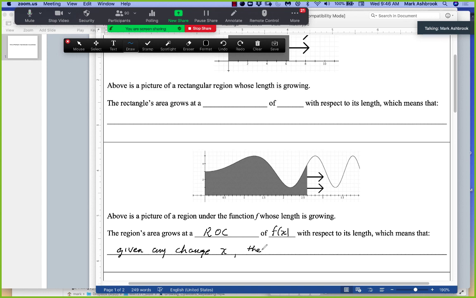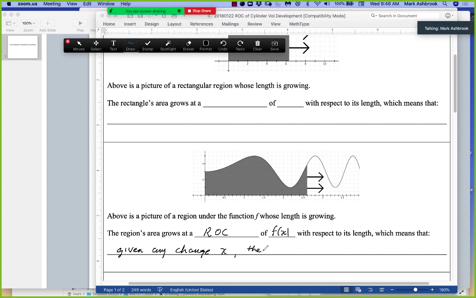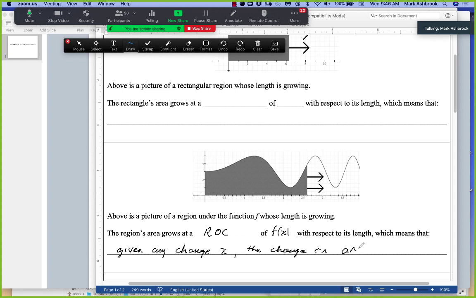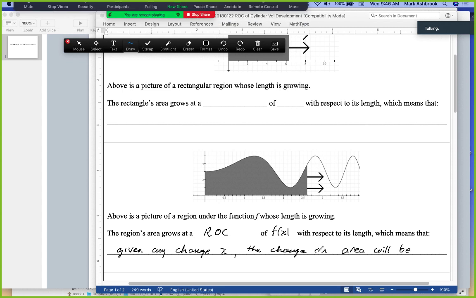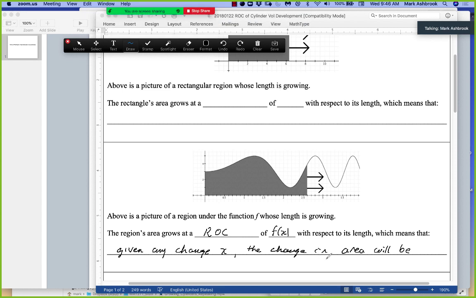Okay. So are we talking about y here? What quantity do we want to talk about here? D area. Yeah, the change in area will be what? How would we get the corresponding change in area? Right, f of x times dx.